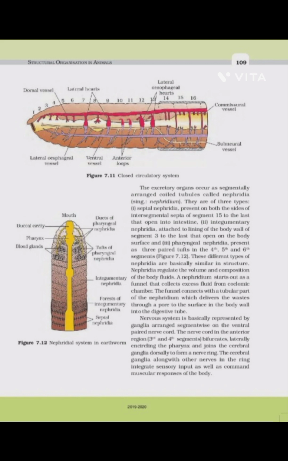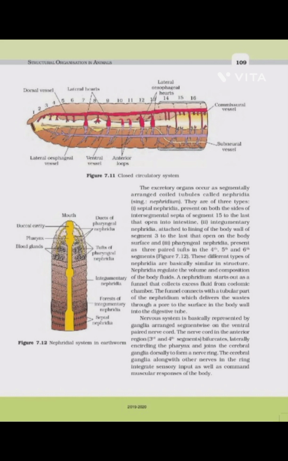Excretory organs occur as segmentally arranged coiled tubules called the nephridia, singular is the nephridium. They are of three types. 1. Septal nephridia, present on both the sides of the intersegmental septa of the segment 15 to the last that opens into the intestine. 2. Integumentary nephridia, attached to the lining of the body wall of the segment 3 to the last that open on the body surface. And 3. Pharyngeal nephridia, present as three paired tufts in the 4th, 5th, and 6th segments.